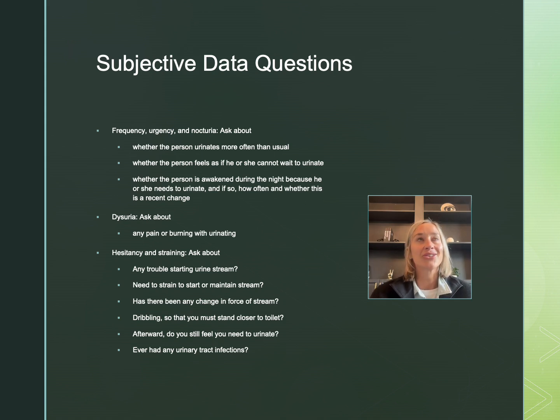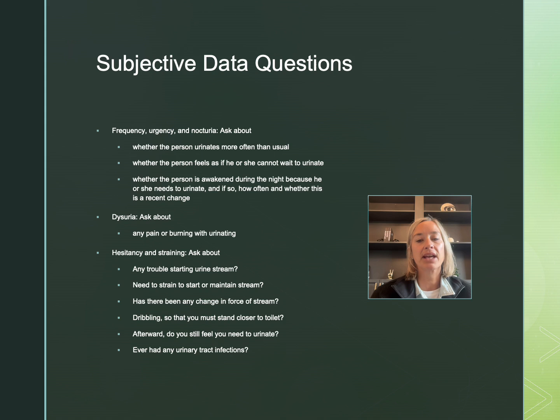For dysuria, simply put, ask, do you feel any pain or burning when you urinate? It's a quick question, but it can reveal a lot about possible infections or inflammation. Hesitancy questions dig into flow issues. Try, have you noticed any trouble starting to urinate? Or do you feel like you need to push to get started? Follow up with questions about the strength of the stream. Is the stream as strong as it used to be? Or do you notice any dribbling after you think you're done? And as a wrap up, do you still feel like you need to go even after finishing? Hesitancy and straining can be related to prostate issues, so these questions are valuable for early detection.